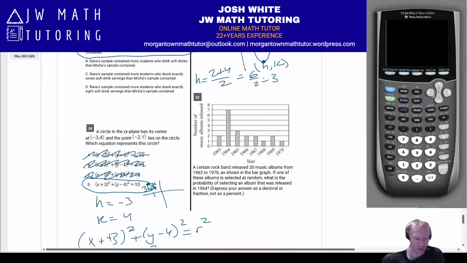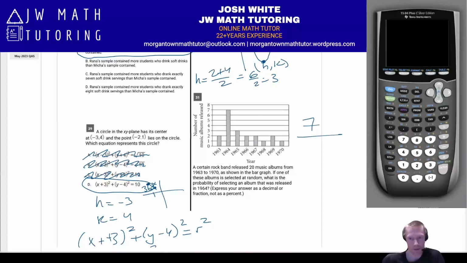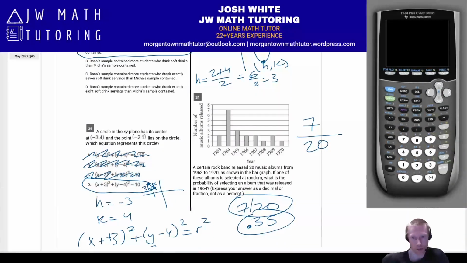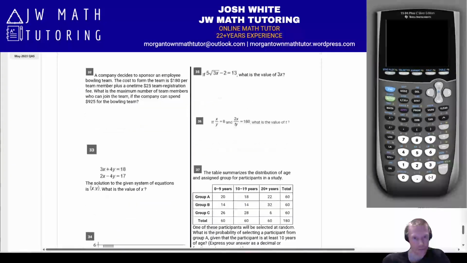All right, now for 31, this is the first one from the grid-in section. Here we have a chart with a bunch of bar graphs on it, and we want the probability of selecting an album that was released in 1964. All we have to do is take the total number of albums from 1964, which is 7, and put that on top of our probability. On the bottom, we put the total number of albums, which they've told us is 20. So the correct answer is 7 divided by 20, or you could grid it in as its decimal equivalent, 0.35. Either of these answers would be correct.